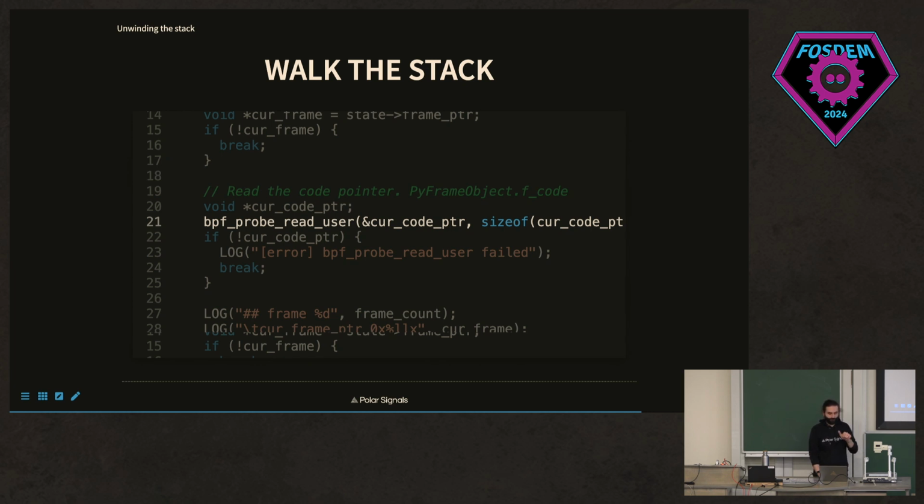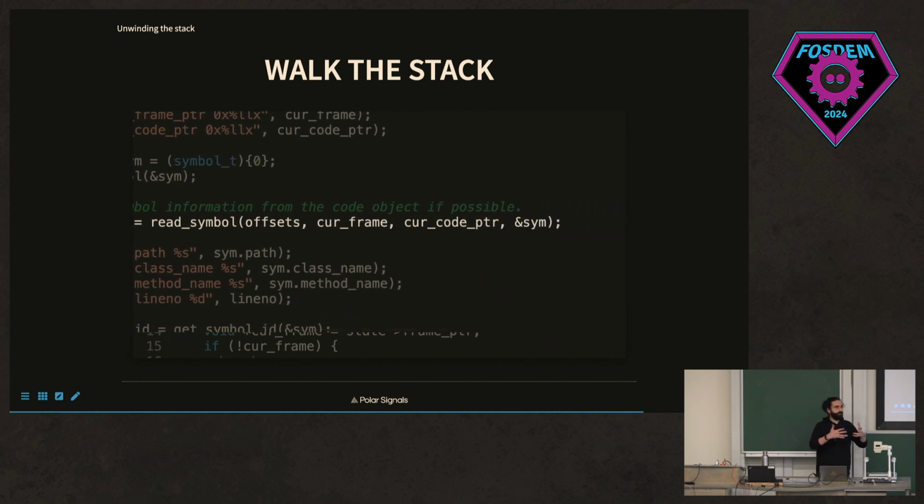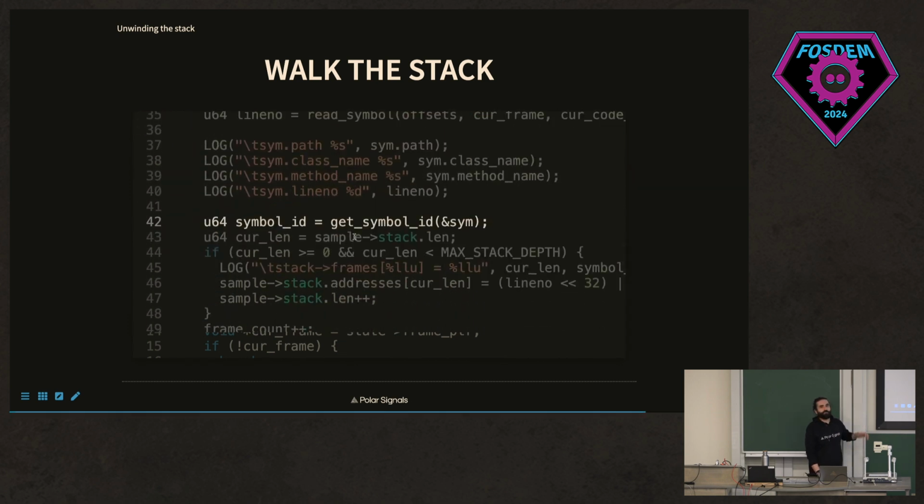BPF helper code. And from that, we read the symbol, because the addresses that we saw don't mean anything to us. We are humans and we need some human readable data. And to be efficient, because we keep seeing the same stack traces, we just hash it and put that symbol somewhere, so that if we see it again, we don't need to send that same symbol to the user space because it's costly.